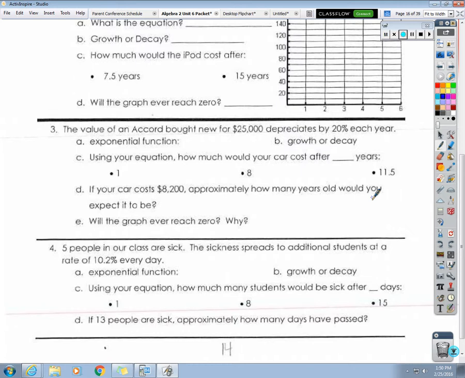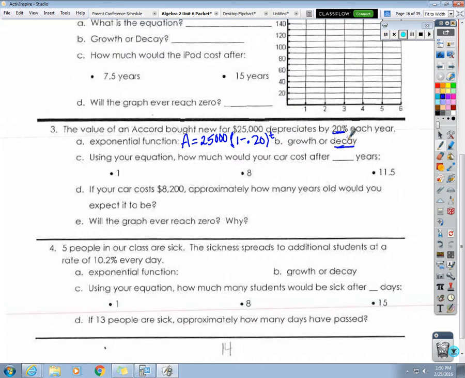The value of an Accord bought new for $25,000 depreciates by 20% each year. So it is a decay because it's depreciating. And we have a percentage. So we're going to need to use that formula with 1 minus r. So a equals, what is the p-value? 1 minus 0.20, raised to the t power. We already said this is a decay because it's depreciating.